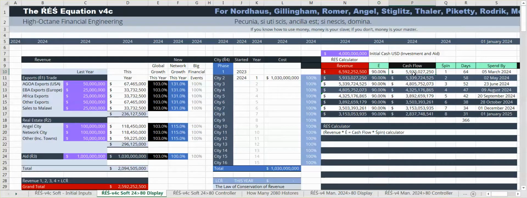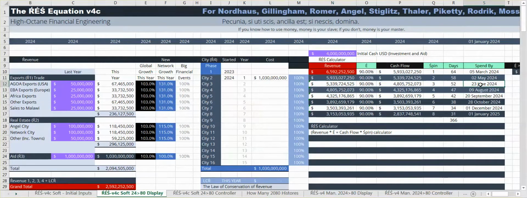We see that equals 5.93 billion in cash flow, which remains in the network, all of which needs to be spent before the 5th of March. This money is recorded at P10, and this value is copied to the second row of the RRT calculator at N11. Whereafter this process repeats before the 2nd of May, and again before the 2nd of June, and so on until the 8th spin. Each one of these is a spin.